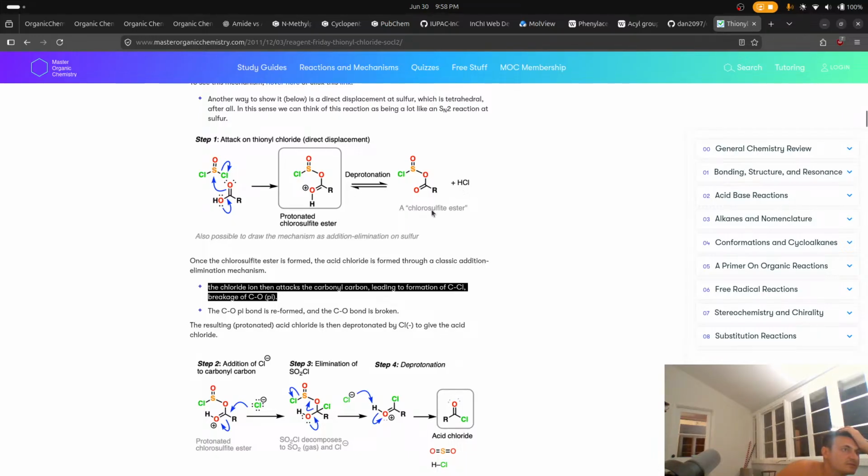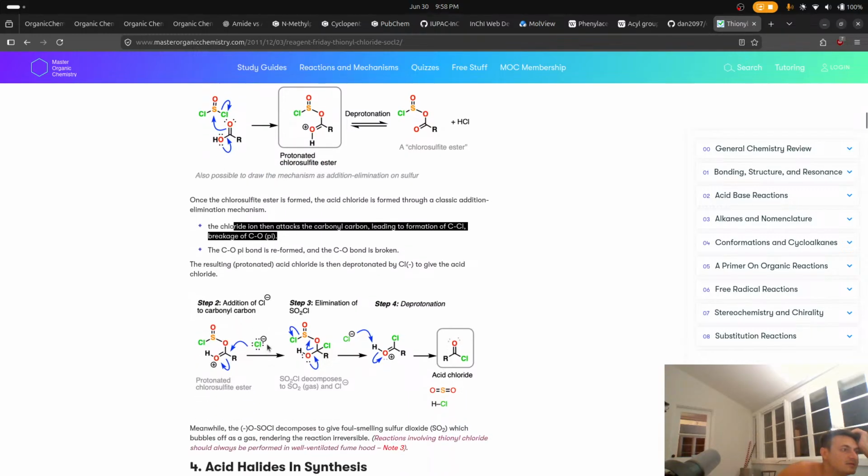So I don't, well, I don't know about that. The chloride ion then attacks the carbonyl carbon, leading to the formation of a C-Cl and a breakage of a C=O pi. Wait, what the hell? See, this is what I'm saying. It's like, this is that? I don't know.